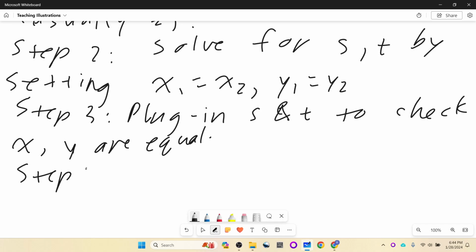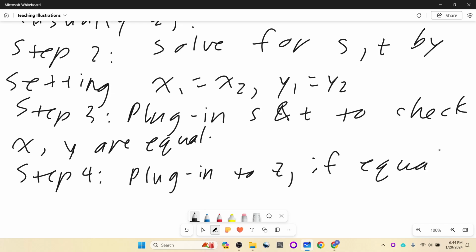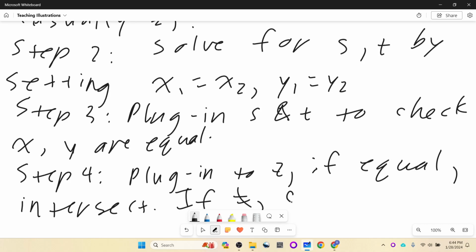is to plug in to Z. If the z's are also equal, that's the intersection. If not equal, then you say it's skew, meaning they do not intersect. They just sort of go past each other at different angles.